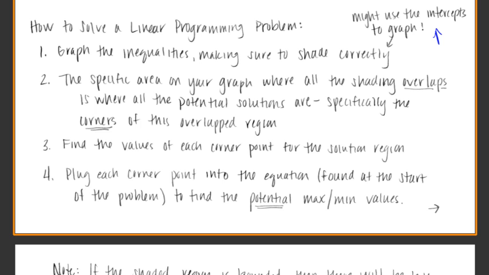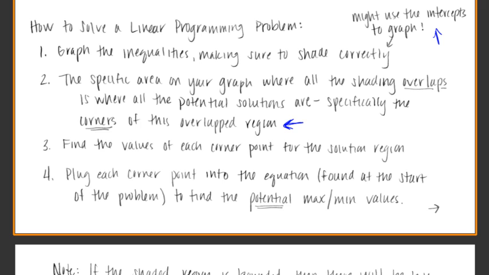Instead of doing y equals mx plus b this time, we're actually going to be graphing using our intercepts. And we're going to be doing mainly that with word problems. Okay. And then number 2 is we want to find the specific area where all the shading overlaps, which is where our potential solutions are going to come from. In that overlapped and shaded region, we specifically need the corners. So we have to find corner points where two lines intersect each other. And we technically know how to find where two lines intersect. We have the substitution method, the elimination method, and the matrixing method. So we can definitely find out where two lines intersect.